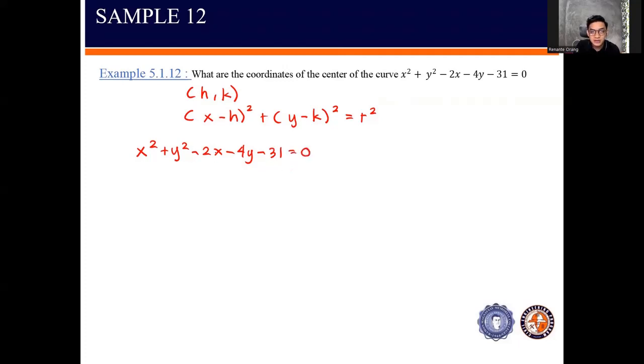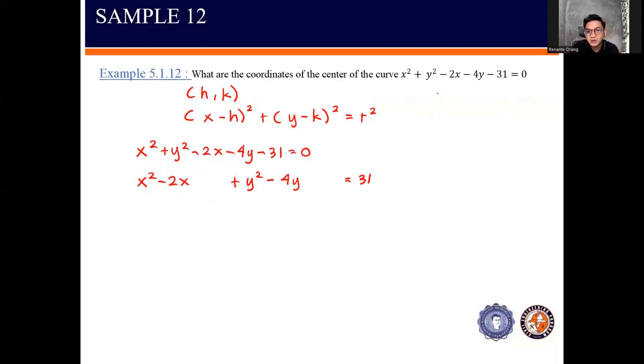First thing is to combine like terms, or group the terms with the same variables. It becomes x squared minus 2x, then plus, let us leave a space, plus y squared minus 4y, then move the constant to the other side, which becomes positive 31. Now we will apply completing the square. Our b here is negative 2.